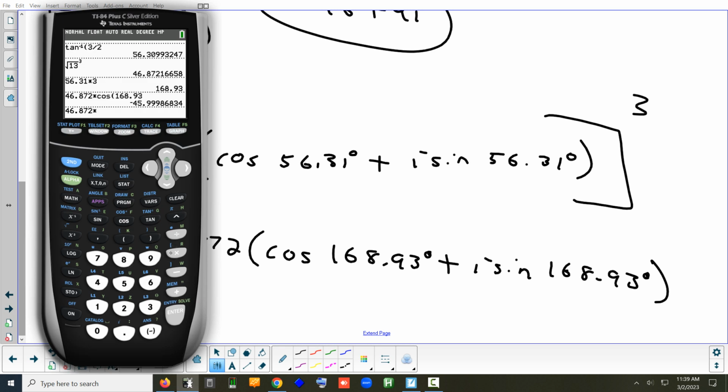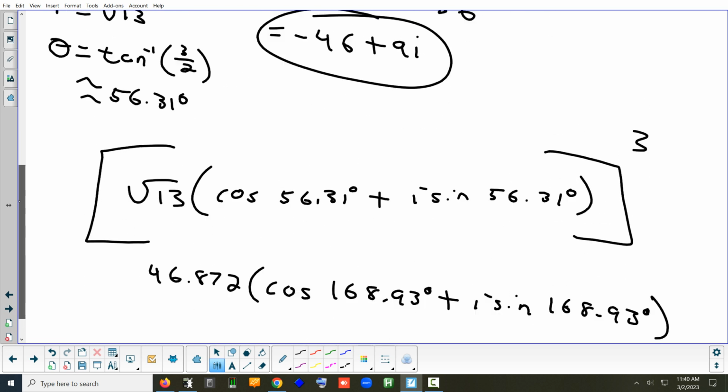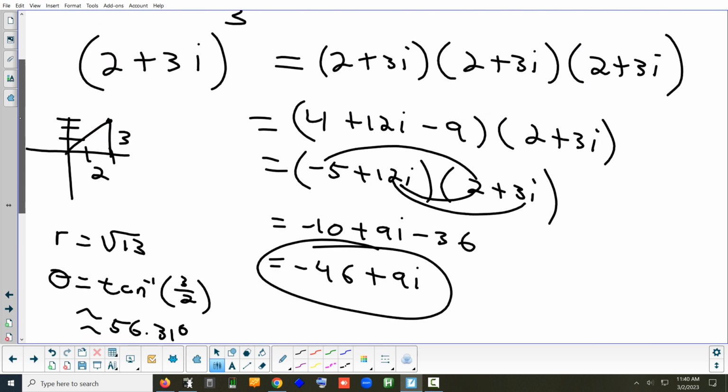And let's do 46.872 times what to get the imaginary? Sine 168.93. And we get 8.999, which rounds up to 9. So, doing what I just showed you in trig form gave us exactly the same answer as in standard form.